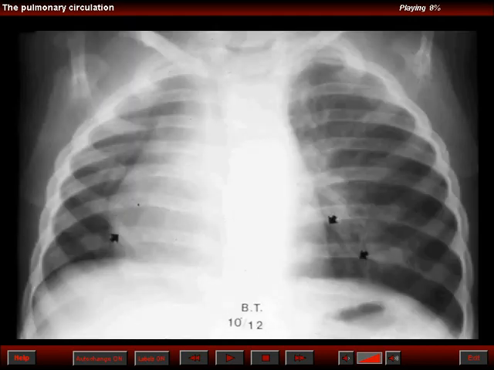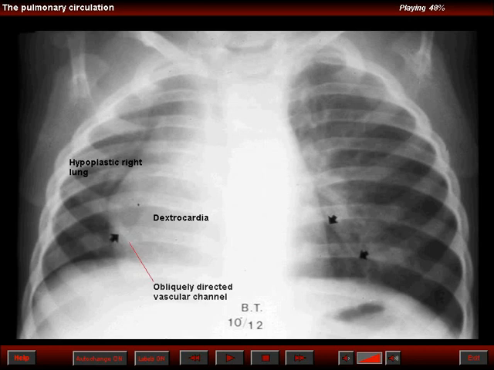This is another case that shows what appears to be a dextral position of the heart, a hypoplastic right lung, and a vascular channel that is directed from the right base towards the midline. At first glance, we might consider the scimitar syndrome or the venolobar syndrome. However, note that there is some distortion of the vessels of the left lower lobe.